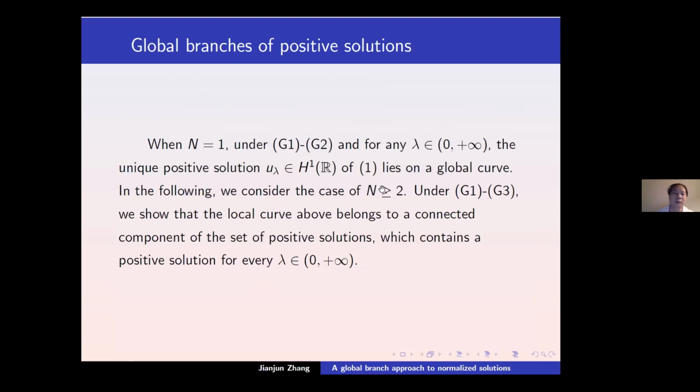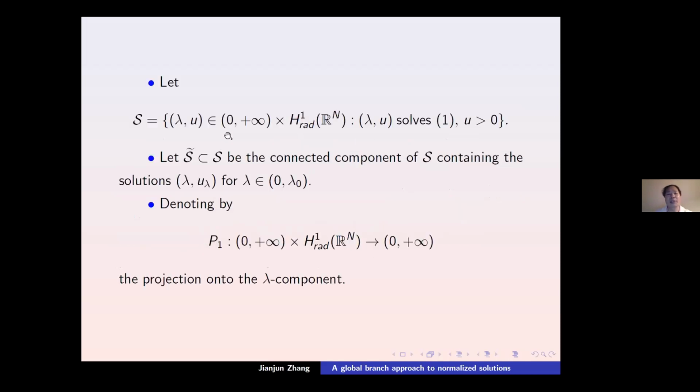So now we consider the case of N greater than 2. Under the assumptions G1 and G3, we can show that the local curve above belongs to a connected component of the set of positive solutions. Also, this component contains a positive solution for every lambda.